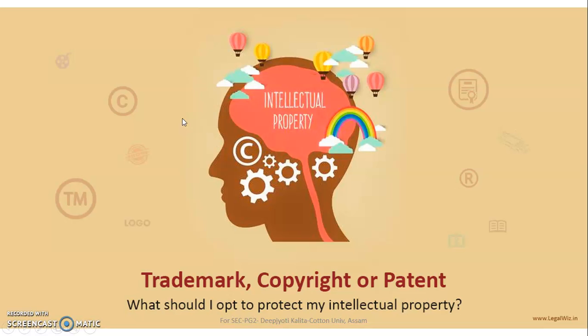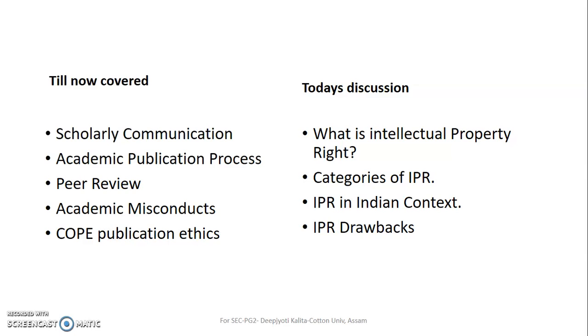Today we shall be discussing a topic of our syllabus called intellectual property rights. Before going for further discussion about today's topic, let us sum up what has been discussed till now. Till now we have discussed the scholarly communication process, how the academic publication process works, peer review and academic misconduct activities that generally happen, and the COPE publication ethics. The summary and various presentations about all these topics have been shared with you already. I hope you have all gone through these documents that I have shared.